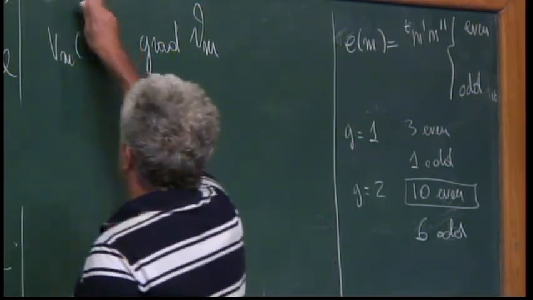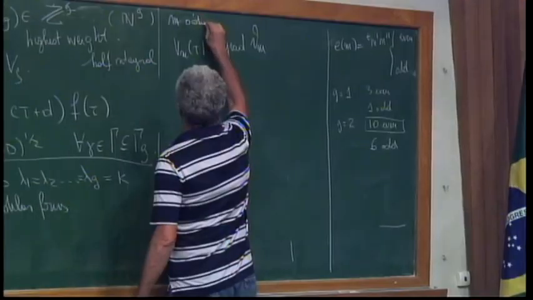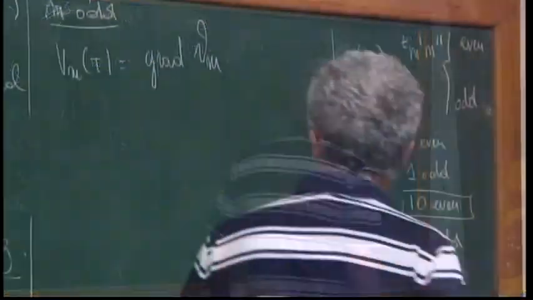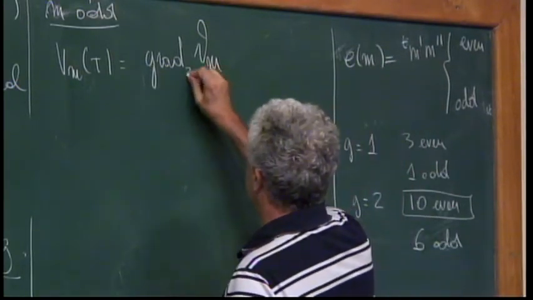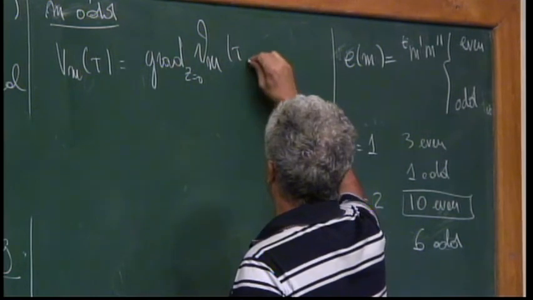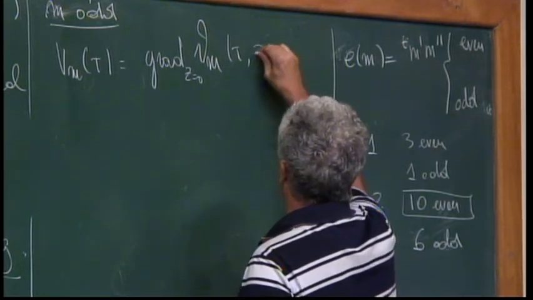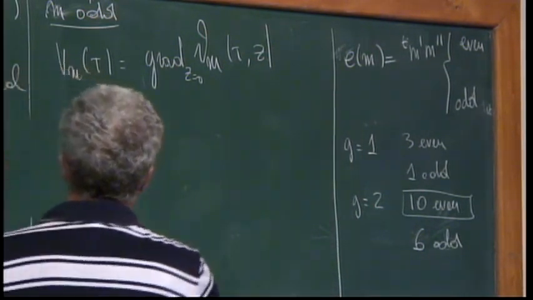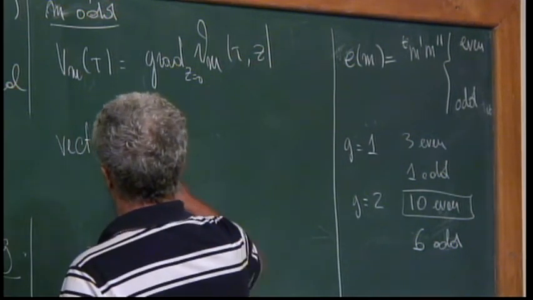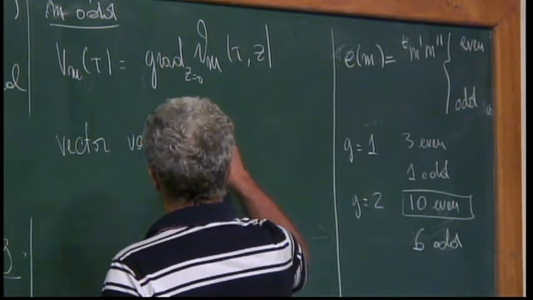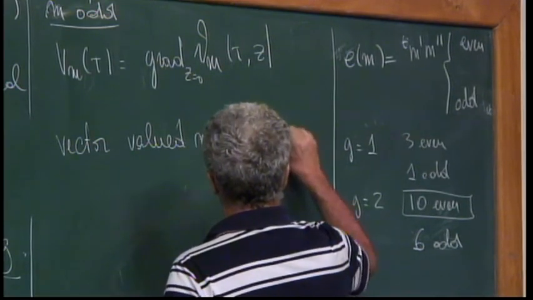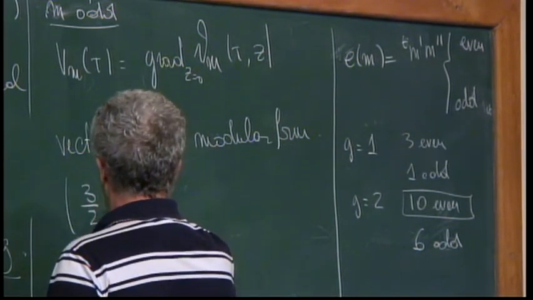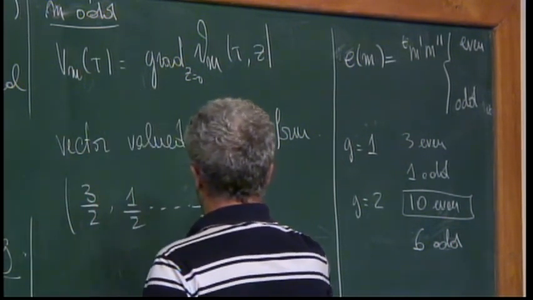So suppose that m is odd. Then this is standard: take the derivative, it becomes an even function, and you can evaluate at z equal to 0. Then I can consider the gradient with respect to z, at z equal to 0, of the theta function of tau and z. And what can be proved is that this is a vector valued modular form with eigenweight vector 3/2, 1/2, 1/2.